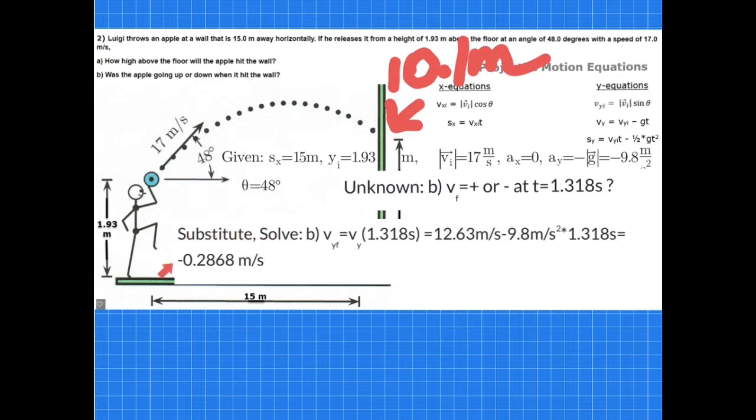Since when velocity is negative, this means position is decreasing. This means that, as shown here, the ball was on its downward arc. It had already reached its highest point when it impacted the wall. And that's the end of this problem.